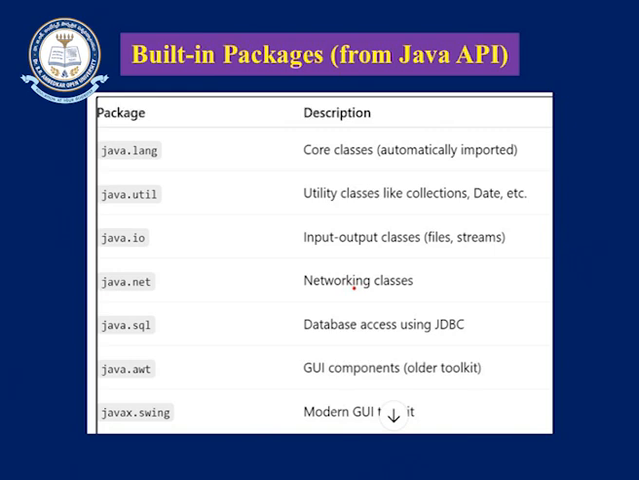Next one is IO, meaning input output. Files, streams, input files and output files you can handle using this package. Next, networking classes: using the net package you can use the networking classes. Next one is SQL. SQL stands for Structured Query Language, regarding the database. Using JDBC you can communicate with a database using the SQL package. Next one is AWT, the Abstract Window Toolkit.